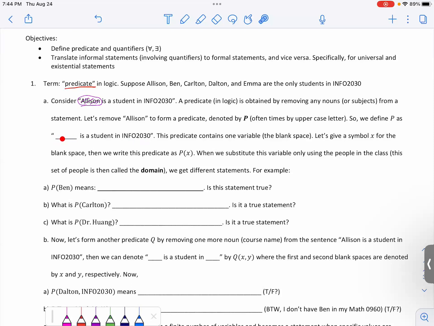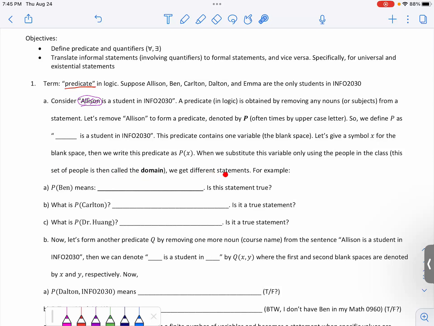Remember, the proper noun is removed in this case. So we form a predicate. This predicate contains one variable, which is this blank. And usually when there's a variable, we introduce a symbol, say X, for the blank space. So we're going to write this predicate as P of X, where X represents the variable in this blank. When we substitute this variable only using the people in this class, by the way, this set of people in this class is then called the domain.